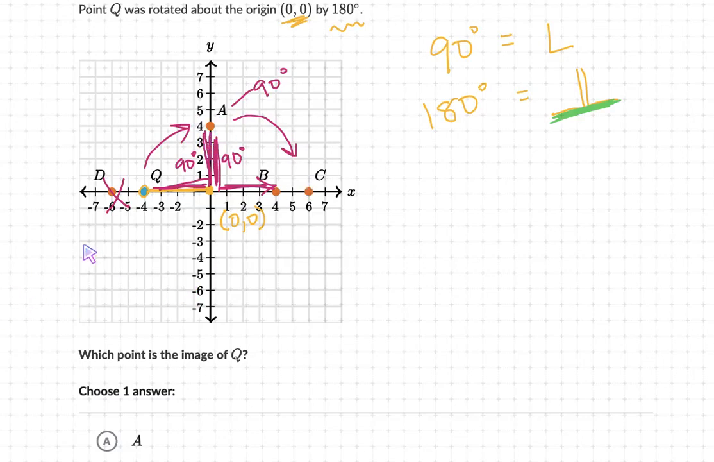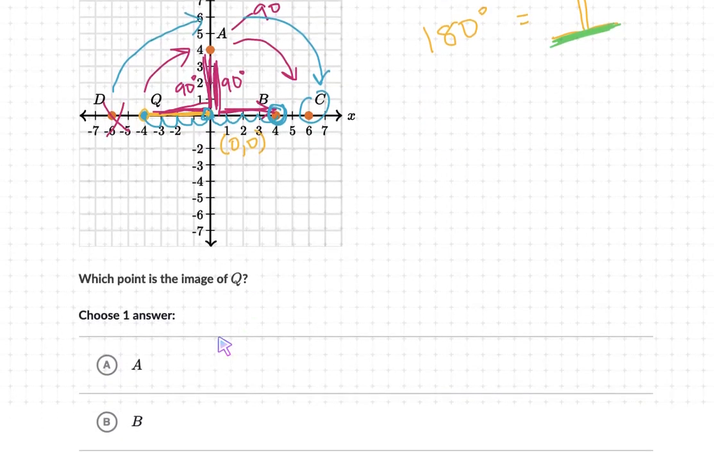Remember, one of the tips we had to remember was that the length is maintained. So this length was 1, 2, 3, 4 units away from the point of origin, or sorry, the rotation point. So the answer should also be 4 point spaces away. 1, 2, 3, 4. So the answer is B. C is too far away. C would be like if D did a 180 degree rotation. B is the 180 rotation for Q. So the answer is B.